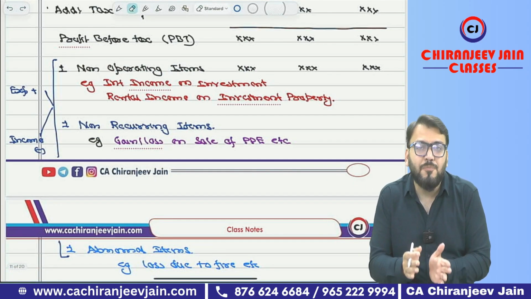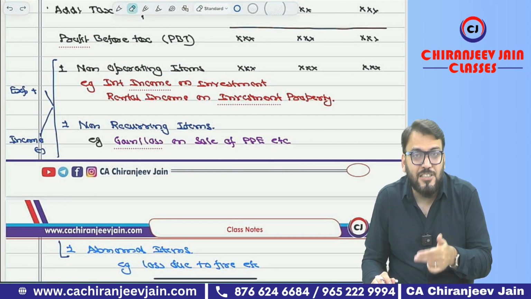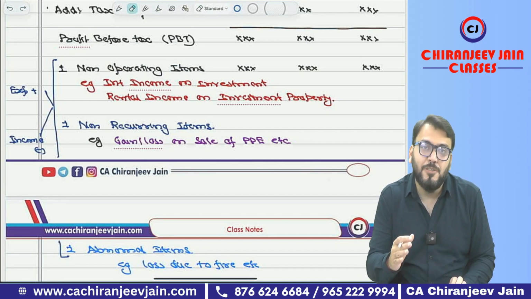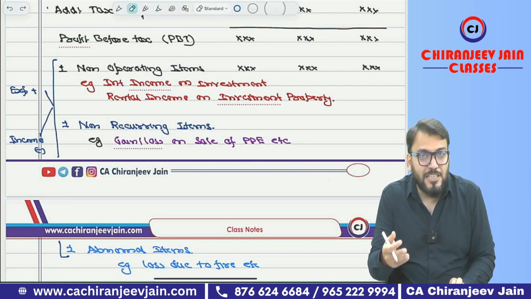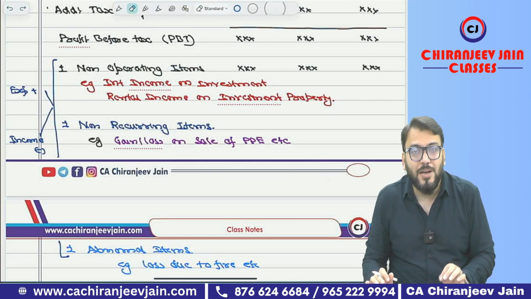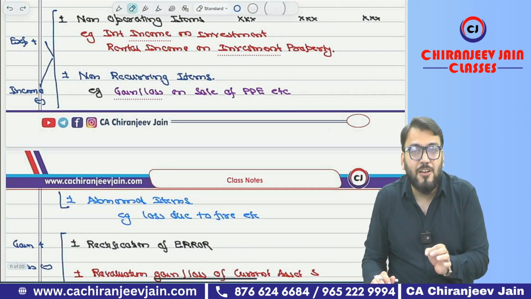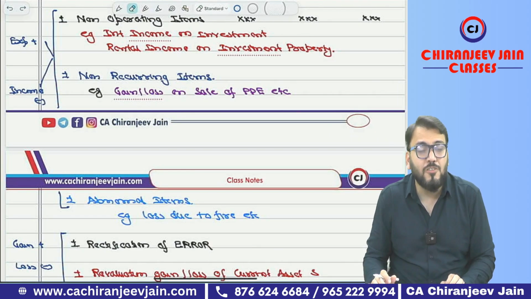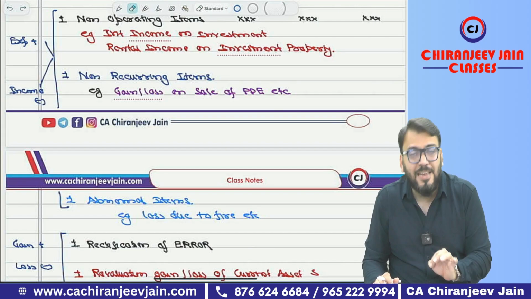Then we'll do adjustment for any error. So we'll do the rectification of error as per the information given in the question. If it will increase the profit, then plus profit. If it will decrease the profit, then minus profit. Then we'll do adjustment for revaluation gain or loss on current asset and current liability. It can be gain, it can be loss. Gain will be added, loss will be deducted.